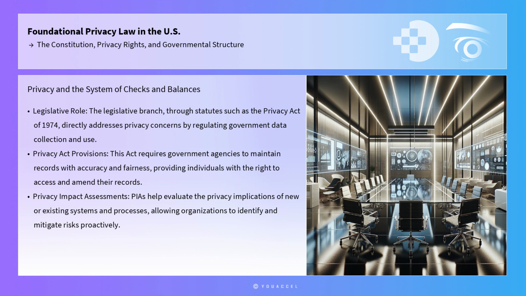The legislative branch, through statutes such as the Privacy Act of 1974, directly addresses privacy concerns by regulating government data collection and use. This act requires government agencies to maintain records with accuracy and fairness, providing individuals with the right to access and amend their records. Privacy professionals can leverage tools such as privacy impact assessments to ensure compliance with these regulations. PIAs help evaluate the privacy implications of new or existing systems and processes, allowing organizations to identify and mitigate risks proactively.